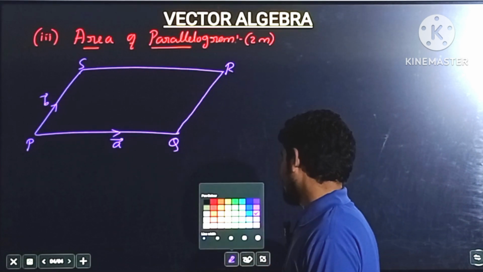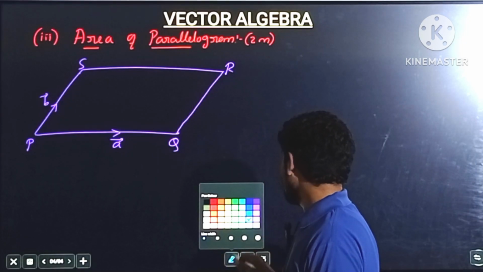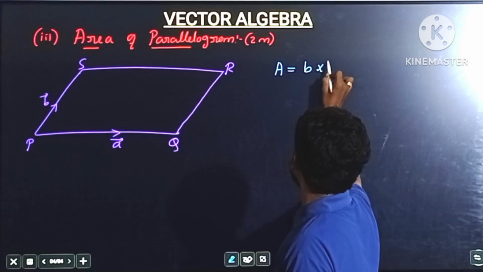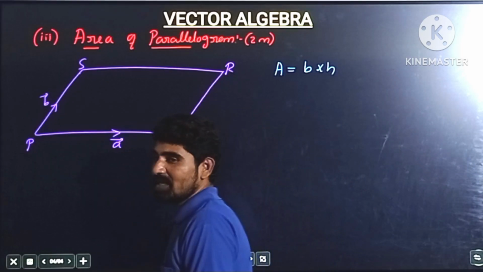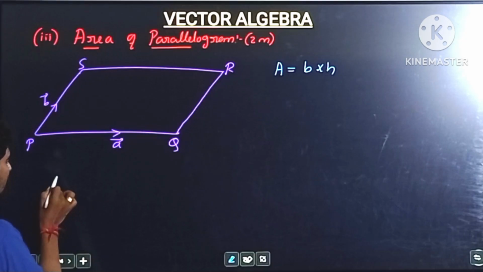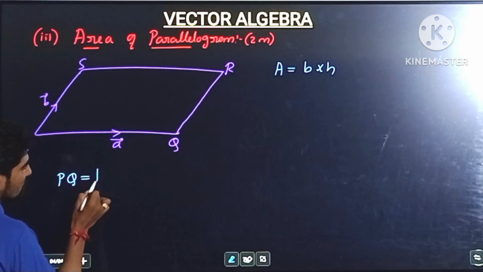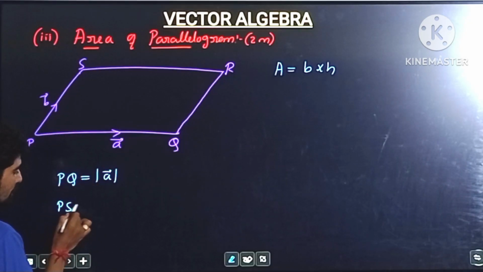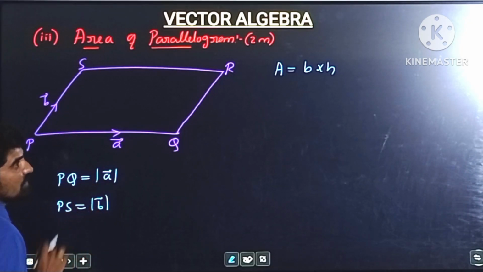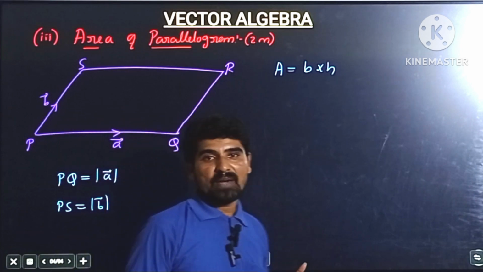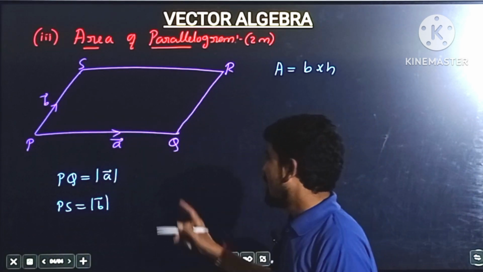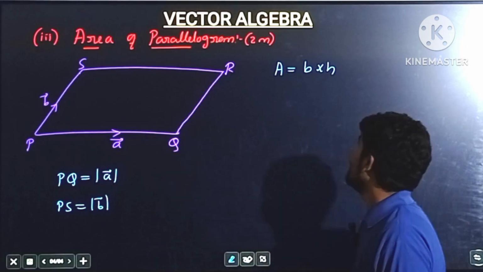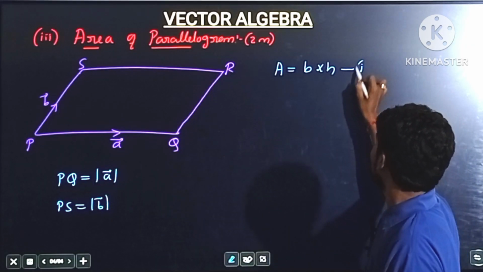And we know that area of the parallelogram in geometry is base into height. Here the base of the parallelogram is PQ and its length is magnitude of A vector. So length of PQ is equal to magnitude of A vector and length of PS is equal to magnitude of B vector. So to find the area of the parallelogram, we need base and height. Already we know the base of the parallelogram, that is PQ, which is equal to magnitude of A vector. We need to find the height of the parallelogram.